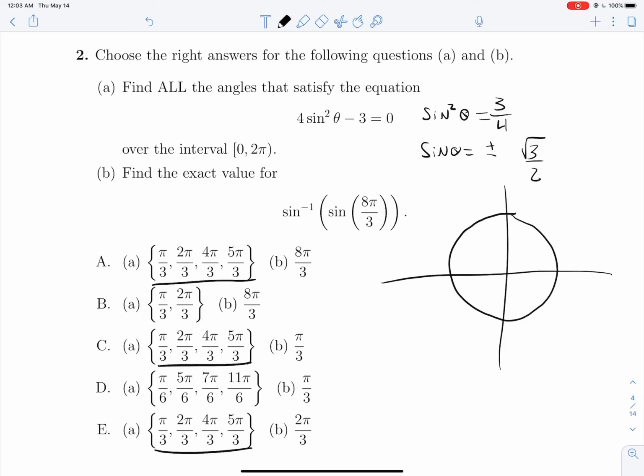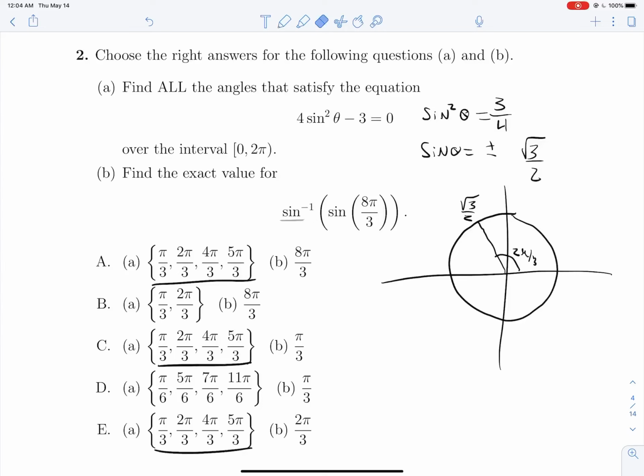And then we're right back where we started, and we're going another 2 pi over 3. So that takes us to 2 pi over 3 after going around all the way once. And what is this y level? This y level is root 3 over 2.